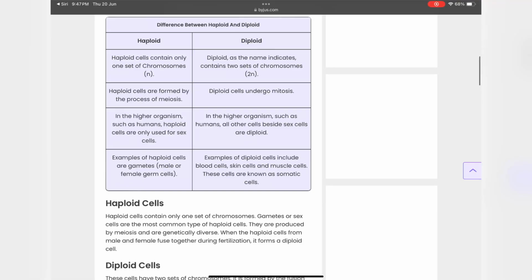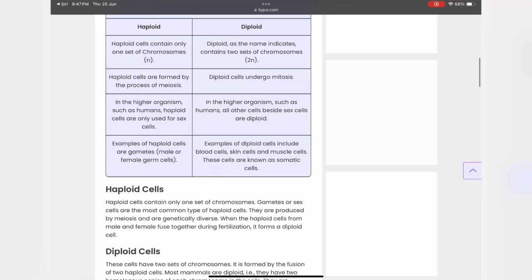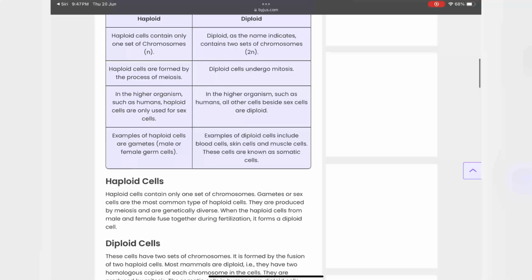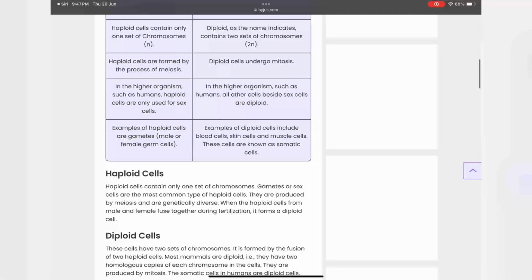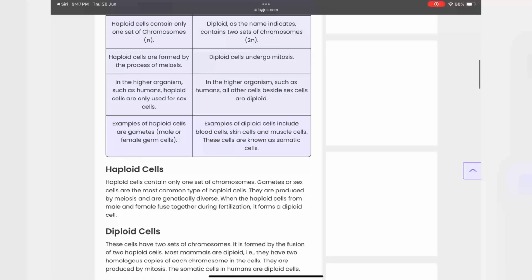Examples of haploid cells are gametes, male or female germ cells. Examples of diploid cells include blood cells, skin cells, and muscle cells. These cells are known as somatic cells.